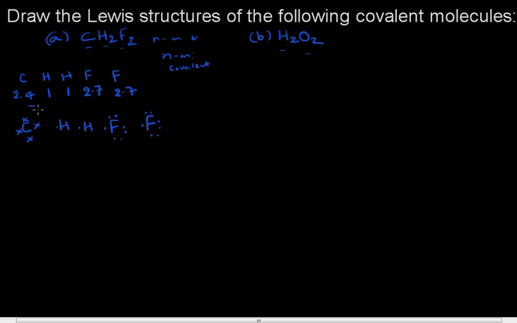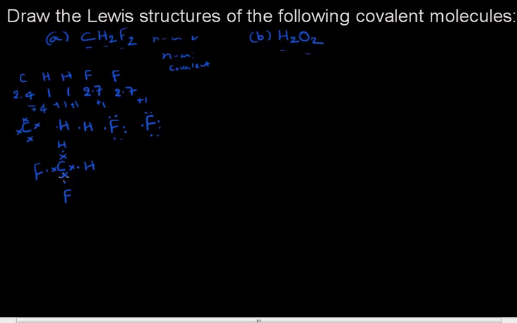So carbon needs 4 more, whereas hydrogens need 1 each. Fluorines need 1 each as well. So since carbon needs 4 valence electrons more, it is going to share. These are the 4 valence electrons of carbon, so it will share 1 each with the hydrogen. It will share another valence electron with the second hydrogen. It will share the 3rd valence electron with another fluorine. It will share the 4th valence electron with the other fluorine.